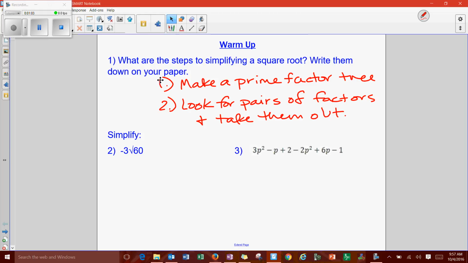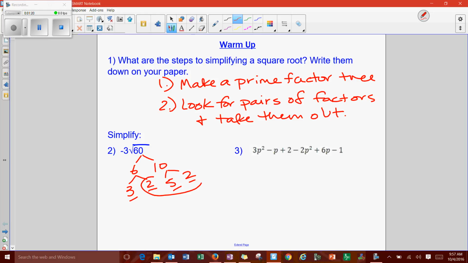All right, number 2, let's simplify. So first I'm going to make my factor tree. 60 can be 6 times 10. 6 can be 3 and 2. 10 is 5 and 2. So there's my prime factors. I'm looking for pairs. I have 2's. So I can take out that 2, but I have this 3 and this 5 that then has to stay under the square root. I can multiply the 3 and the 5 together and I get 15.